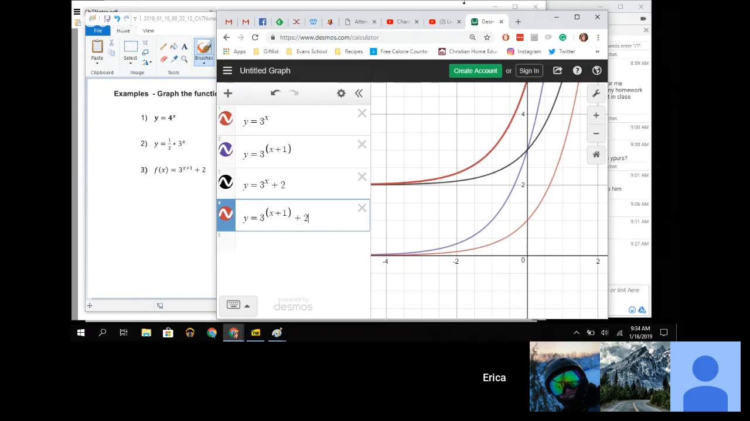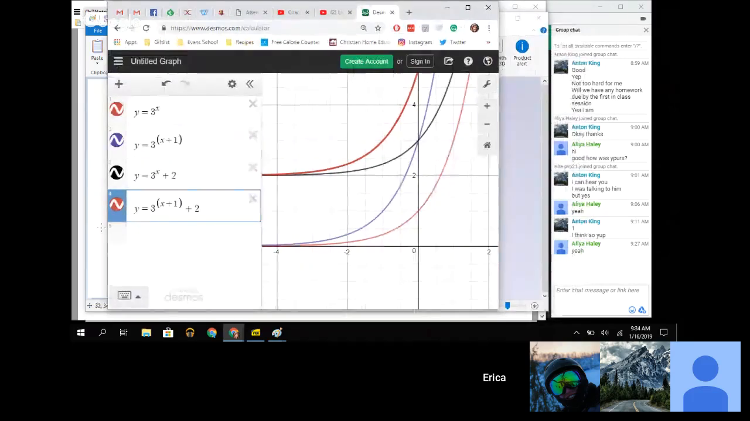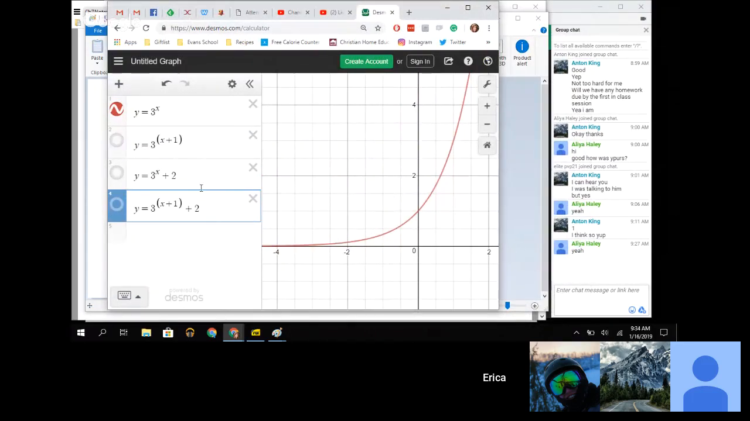Okay, what just happened? All of our stuff went crazy, right? Okay, so let's break it down one at a time. My initial curve, my good old y equals 3 to the x power. It's got my point here, 0, 1. At 1, it equals 3. All is good, right?